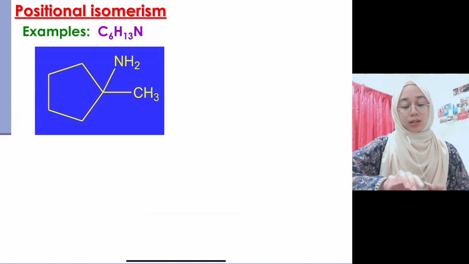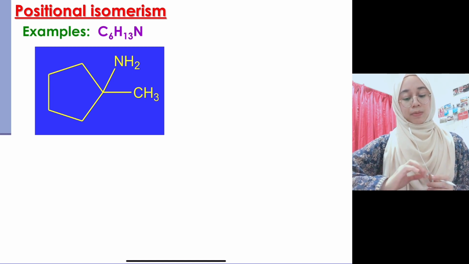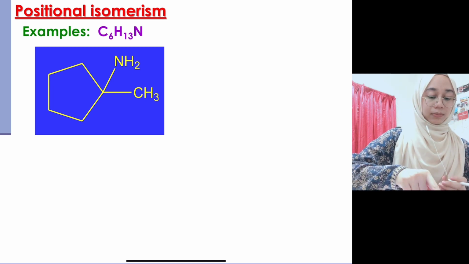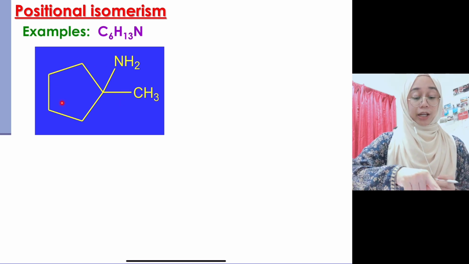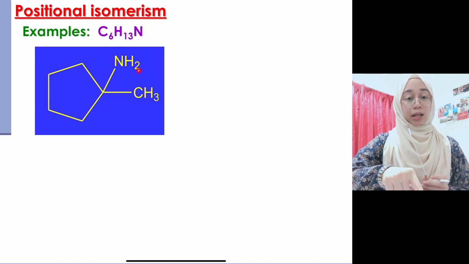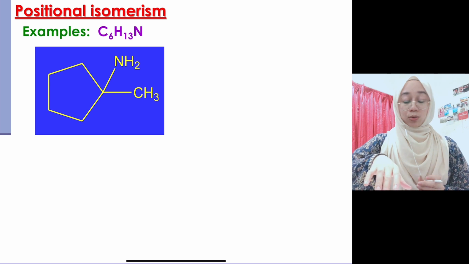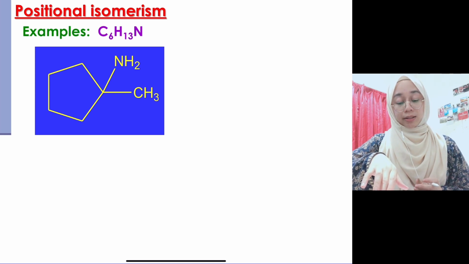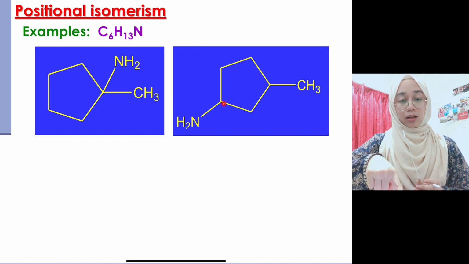Another example is where we use C6H13N. So here the carbon skeleton we focus on is the pentagon itself. Now the position of the two branches: both are at carbon number 1, both attached here, so we consider this carbon number 1. But if we change the position of one of the substituents attached to it, let's say you move the NH2 to here, so now its position is 1 and 3.